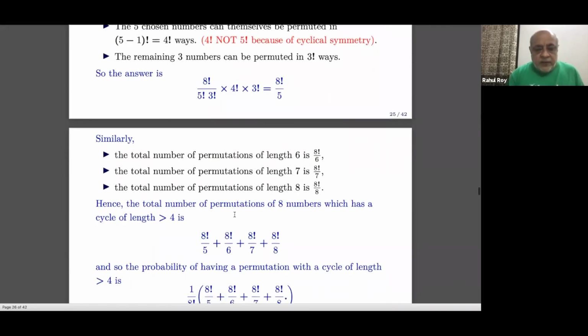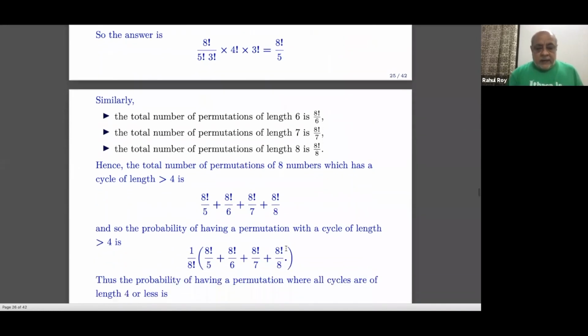So the total number of permutations of 8 numbers which has a cycle of length bigger than 4 is the sum of these 4 quantities: 8 factorial by 5 plus 8 factorial by 6, etc., up to 8 factorial by 8. Now, the total number of permutations possible is 8 factorial. So the probability of having a permutation with a cycle of length bigger than 4 is the quantity which we just calculated, 8 factorial by 5 plus 8 factorial by 6, etc., up to 8 factorial by 8, divided by 8 factorial.